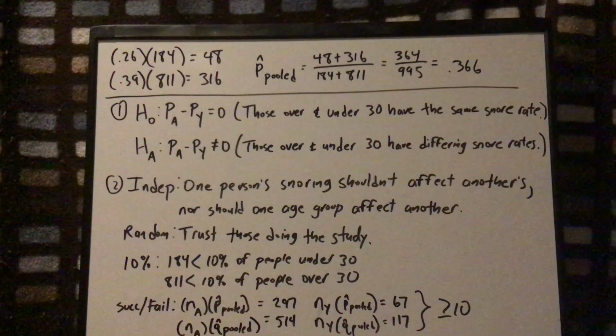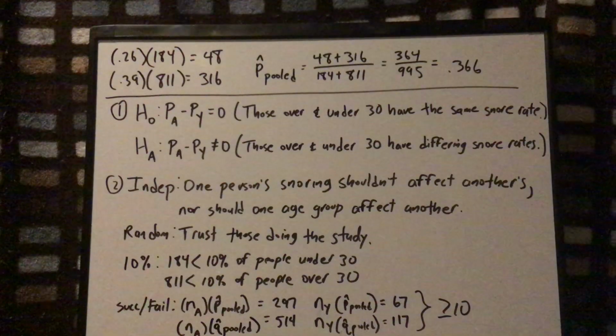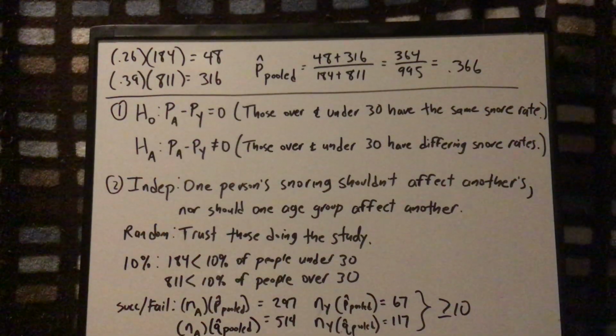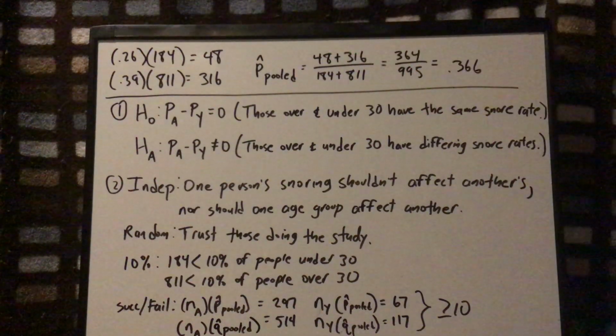P sub Y is the young person rate. Remember, my null hypothesis is that if I subtract those two rates, I get 0, meaning they're the same. Now, you can just put the left part. I did put what it means in English. So the null hypothesis is just saying that those over and under 30 have the same snore rate. That's my null hypothesis, my normal state of affairs.